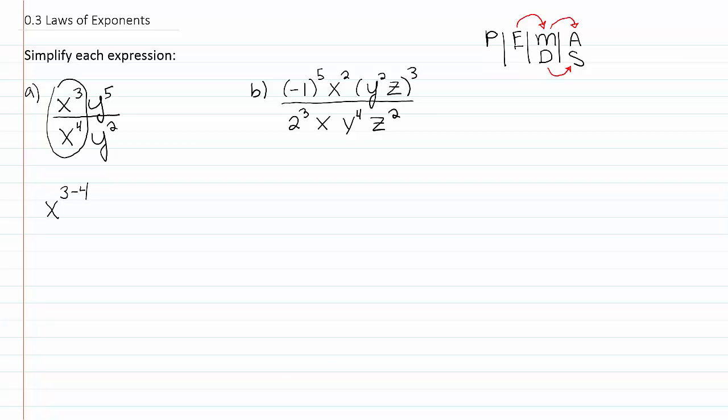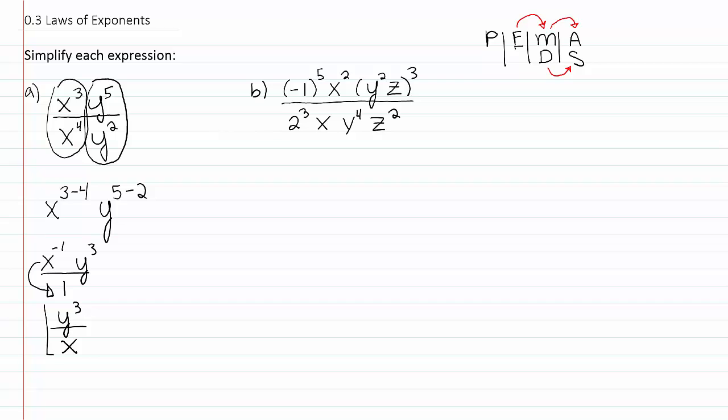Now for the y piece, it's the same thing, right? For the y piece, I have two terms with a common base, so I'll keep the base, and I'll subtract the exponents, 5 minus 2. If I clean that up a little bit, it'll just be x to the negative 1 power and y to the third power. Now we don't like negative exponents, so I'm going to write this over 1, and then I'll move the x down to the lower level so that it becomes something with a positive exponent. So we'll end up having y to the third over x, and that is the solution.